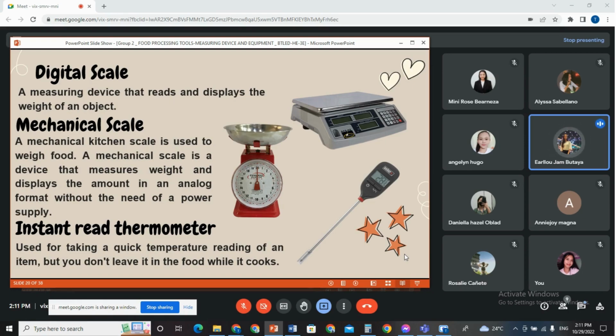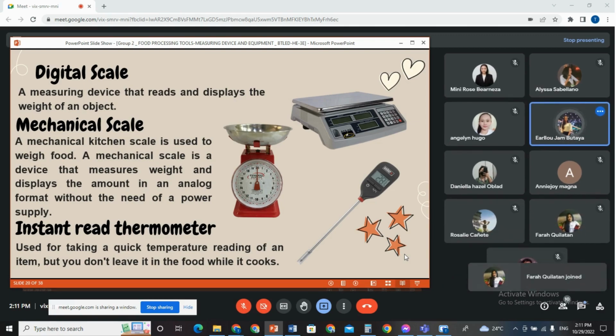So next is the instant read thermometer. It is used for taking a quick temperature reading of an item, but you don't leave it in the food while it cooks. So an instant read thermometer is exactly what it sounds like. A thermometer that reads temperature instantly. So basically, when you use it correctly, it can help you make sure that everything you eat and serve is safe and sanitary. So the question is, can instant read thermometers be used for liquids?